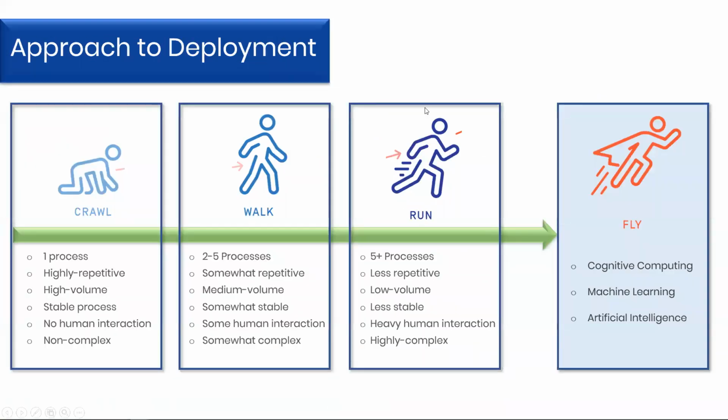And now I'm just going to talk a little bit about an approach to deploying the robots. And like many technology solutions, it often makes sense to start with a crawl, walk, run approach. If you look at the text here, you'll see the difference. In a crawl scenario, you just start with one process. Walk would be 2 to 5 processes, run 5 or more. Crawl, highly repetitive process. Walk, somewhat repetitive. Run, less repetitive, etc.